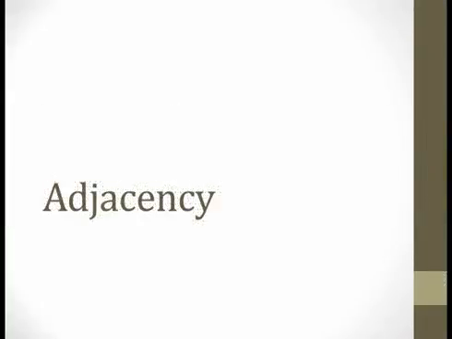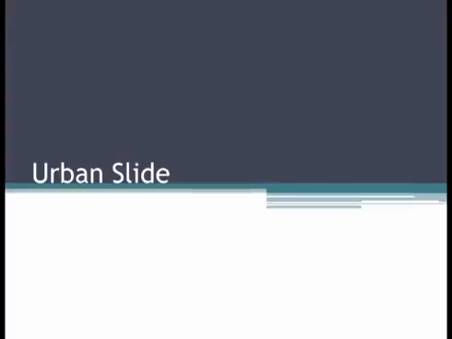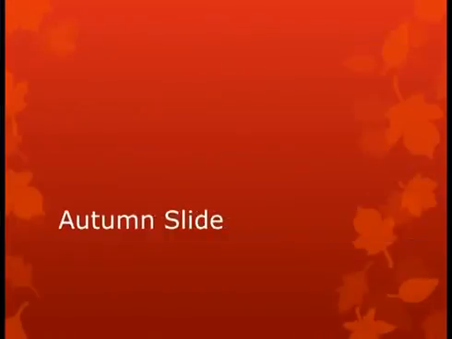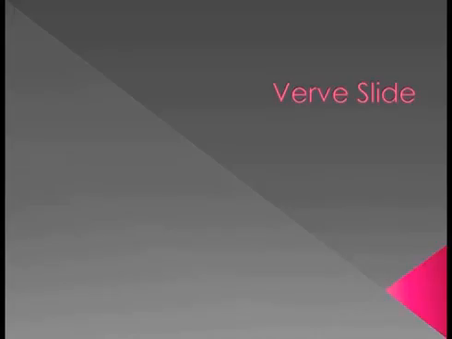Some good examples are Adjacency, Clarity, Technic, and Urban. These templates are clean, easy to read, and have professional color schemes. Some not so good examples are Autumn, Couture, Opulent, and Verve. These design templates utilize hard-to-read background colors, are extremely busy, and aren't professional in nature.